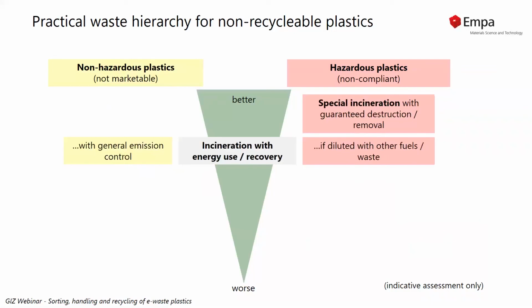Then, as the next best possible step, and this is also probably the best step for non-hazardous plastics which cannot be sold, is to use them in an incineration process which uses or recovers energy. So that might both be an industry process, let's say a smelter, or it might also be a specific waste incinerator that is coupled with energy recovery. For non-hazardous plastics, you just need to have general emission control in place. For hazardous plastics, it's important to dilute this material down to a small percentage of the total input feed, so you don't get spikes in your hazardous substances in the incineration process.